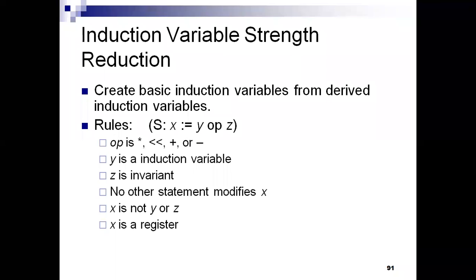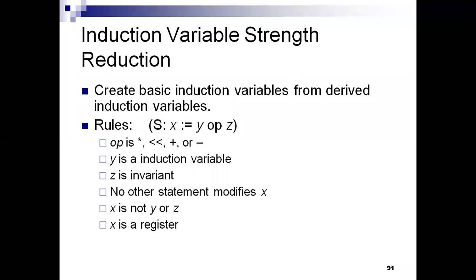Next, induction variable strength reduction. Here we create the basic induction variables from the derived induction variables. We need to follow the rules for a statement x is equal to y op z, where op is any type of operator, such as star, relational operators, plus or minus, any arithmetic or logical operation, and y is an induction variable, and z is an invariant variable. Z is a loop invariant.